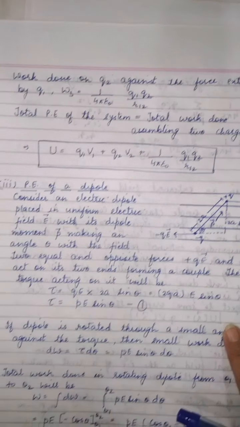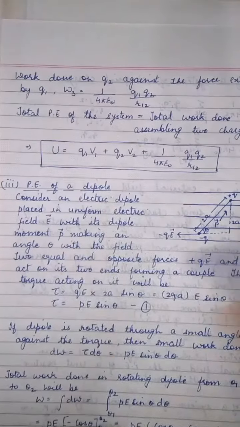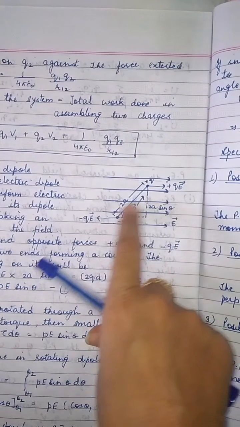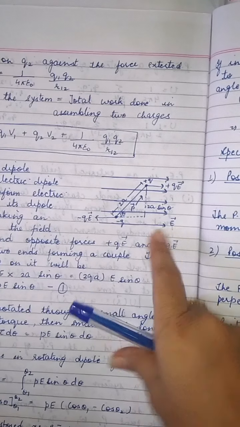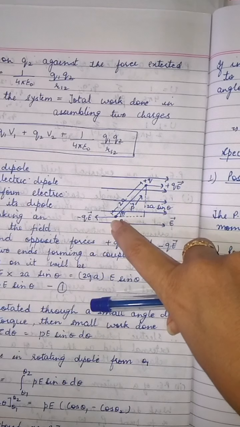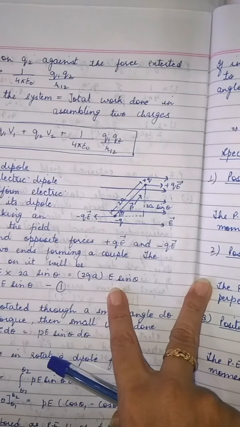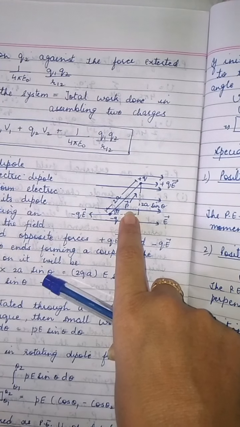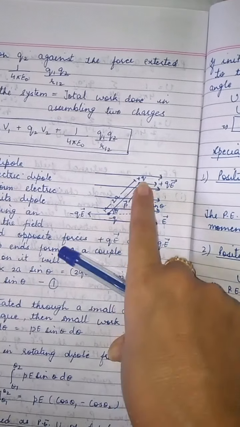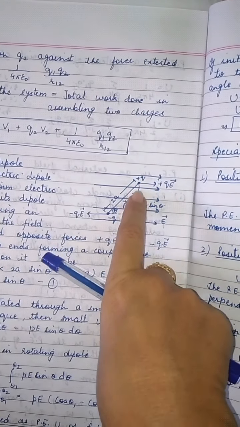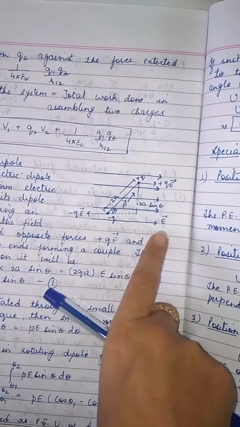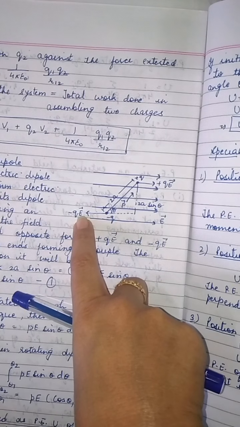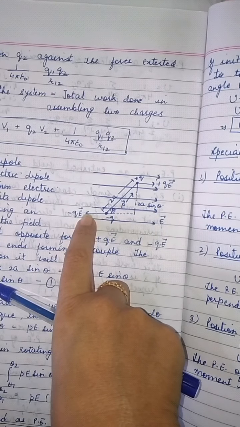Next is the potential energy of a dipole placed in an external electric field. Now consider this is the direction of the external electric field and this is the dipole. This dipole is kept in an external electric field. So when this dipole is kept in the external electric field, there is a force on these two charges. The force on plus Q charge is plus QE in the direction of the electric field, and the force on minus Q charge is minus QE in the opposite direction to the electric field.